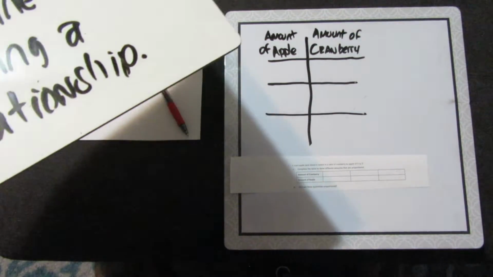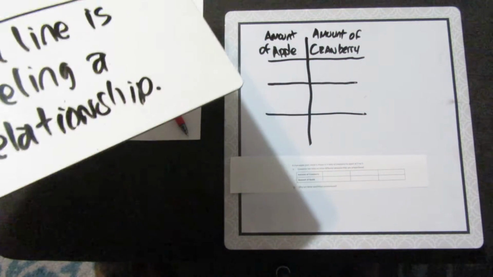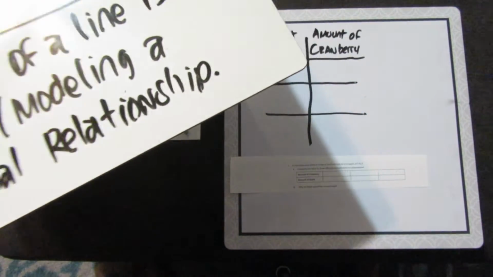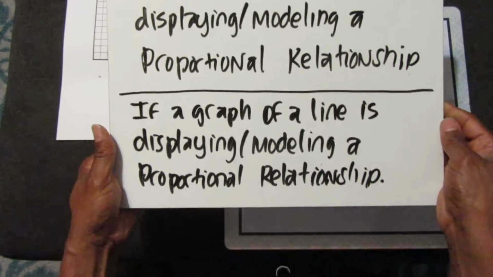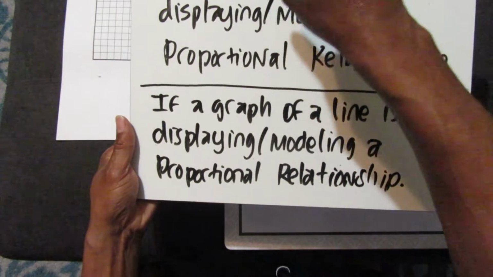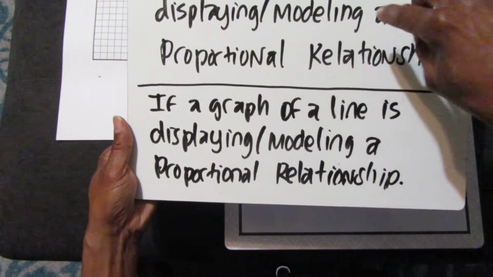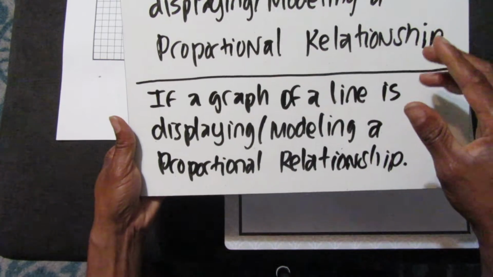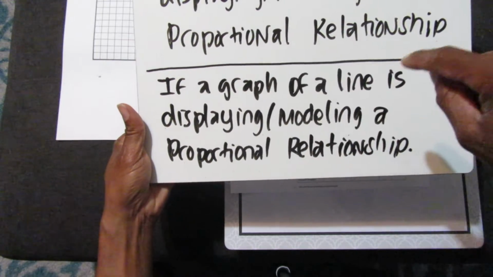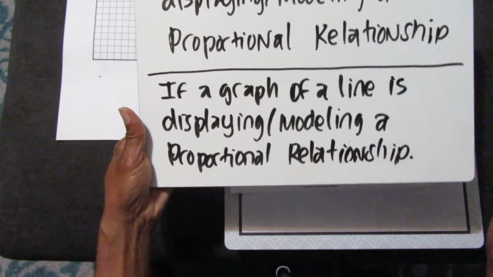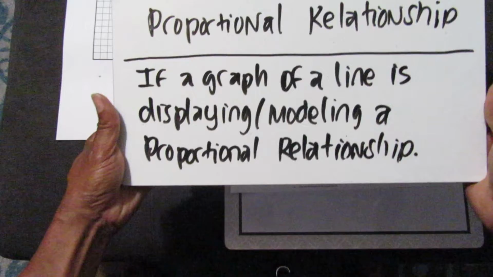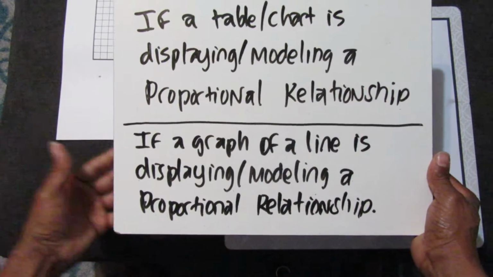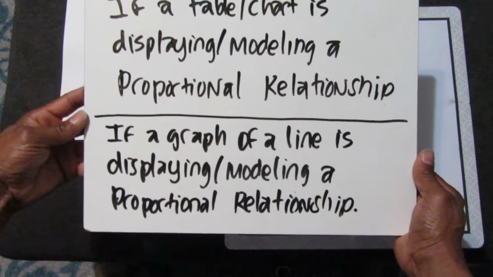So two major topics that we'll be discussing, doing real world exercises with, doing computations with, and then eventually assessing this week are these here. First one, finding out if a table or chart is displaying or modeling a proportional relationship. And then when we're done with that one, we'll talk about if a graph of a line is displaying or modeling a proportional relationship. Some of this language seems pretty technical, but you'll see what I mean in a moment.